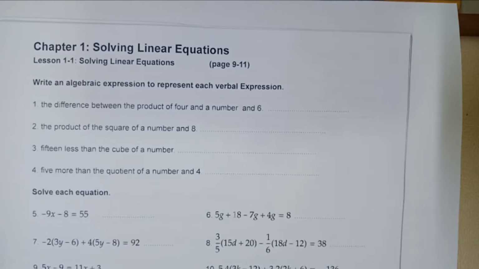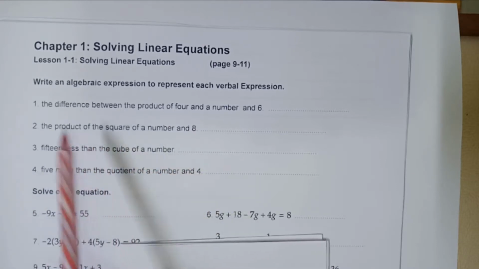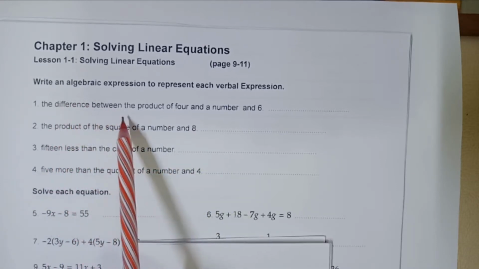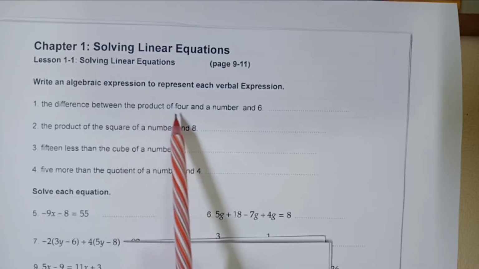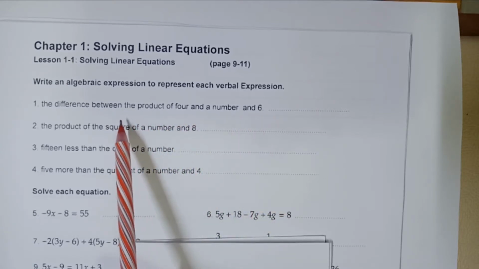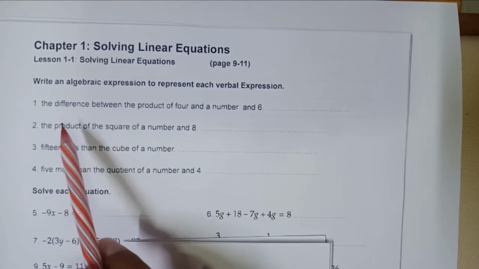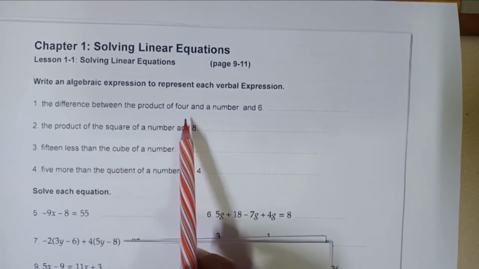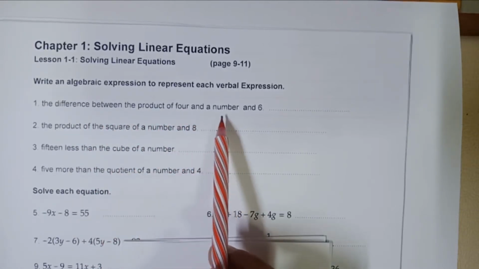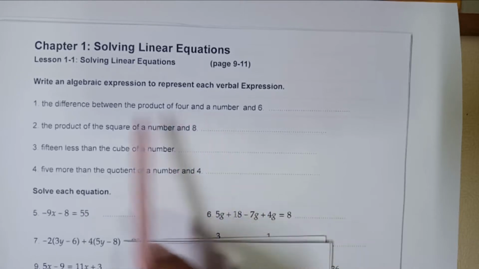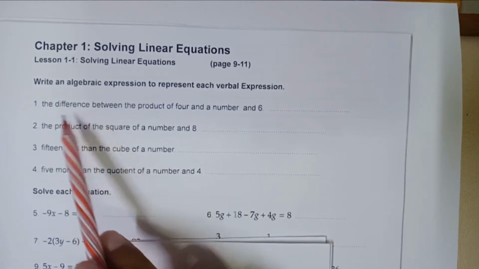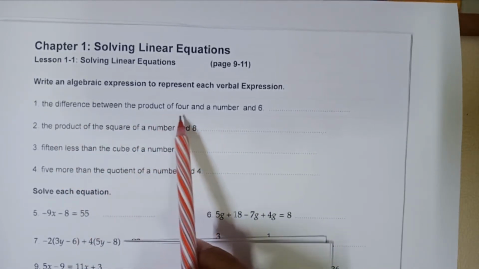Lesson 1, solving linear equations. From number 1 to number 4, the instructions said translate each of these verbal expressions into algebraic expressions. Look at the word first. The difference between the product of 4 and a number.